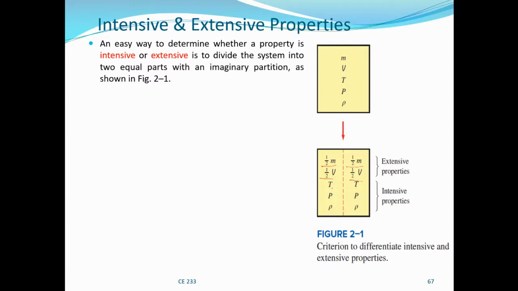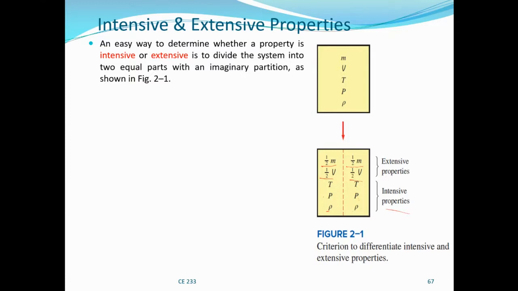The temperature will remain the same. The pressure of the elements will remain the same even if you divide it into two. Okay, the density will remain the same. So these are intensive properties that don't depend on the mass, and these are extensive properties that depend on the mass. Okay, and this is the criterion to differentiate intensive and extensive properties.